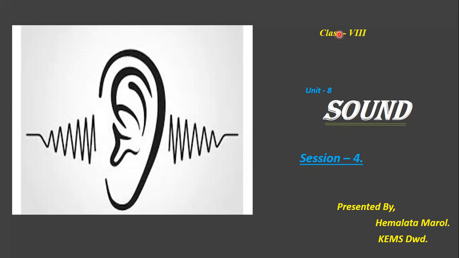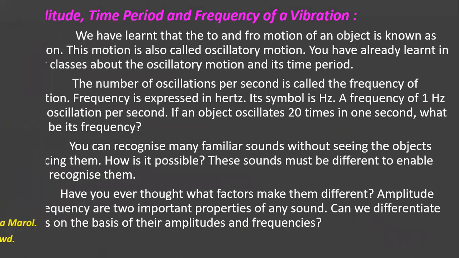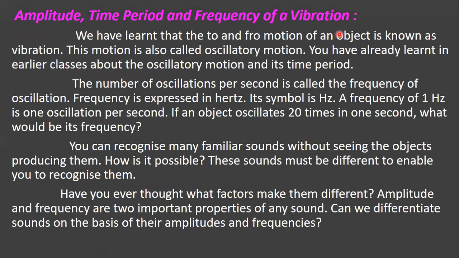Now today, we will study the amplitude, time period, and the frequency of a vibration, and we will also discuss some activities here. See, children, we have learned that the to and fro motion of an object is known as vibration. This motion is called oscillatory motion. You have already learnt in earlier classes about oscillatory motion and its time period.